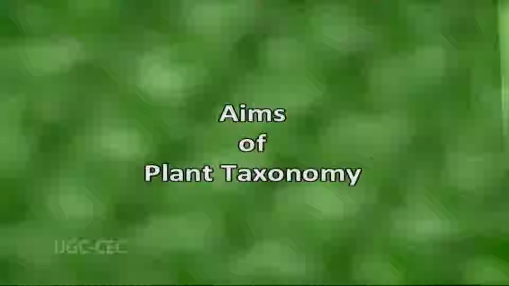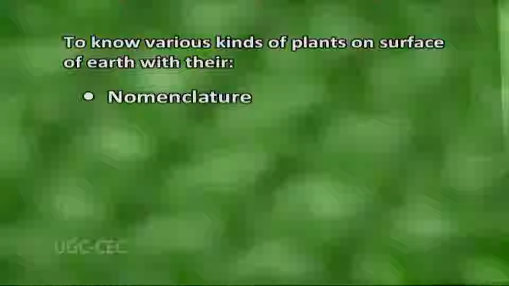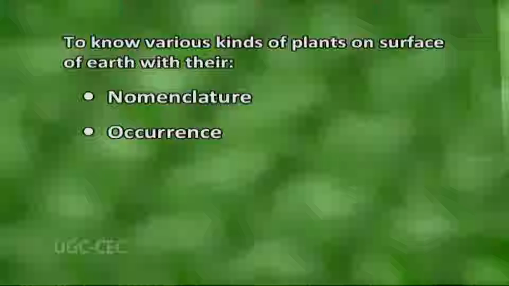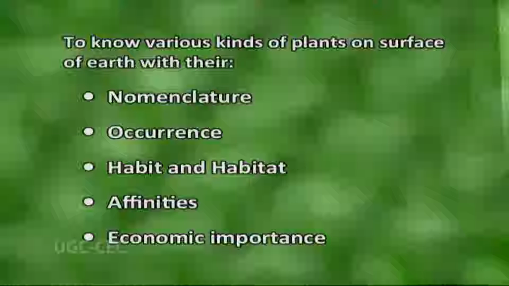It is based mainly on the morphology, including anatomy and other allied branches of botany such as embryology, cytology, plant geography, etc. Now, the aims of plant taxonomy are: number one, to know the various kinds of plants on surface of earth with their nomenclature, occurrence, habit and habitat, affinities, economic importance, etc. It should provide a convenient method of identification and communication.